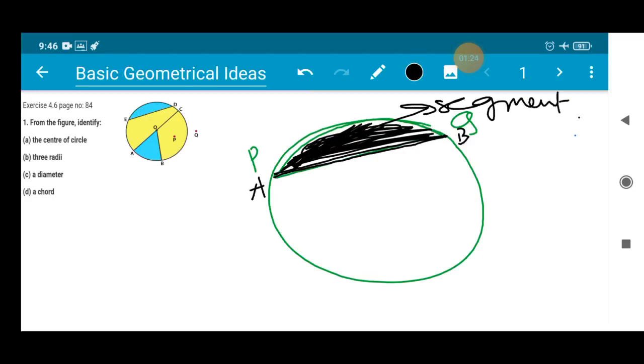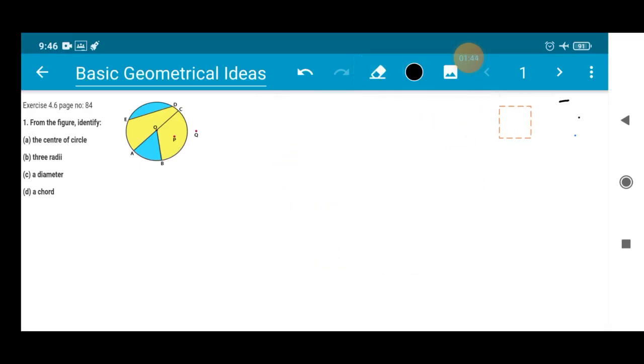So a region inside the circle which is enclosed by a chord and an arc is considered as segment. All right, so this is nothing but a chord. The last topic which I am going to discuss is the circumference. You people know what circumference is, still I am discussing it.